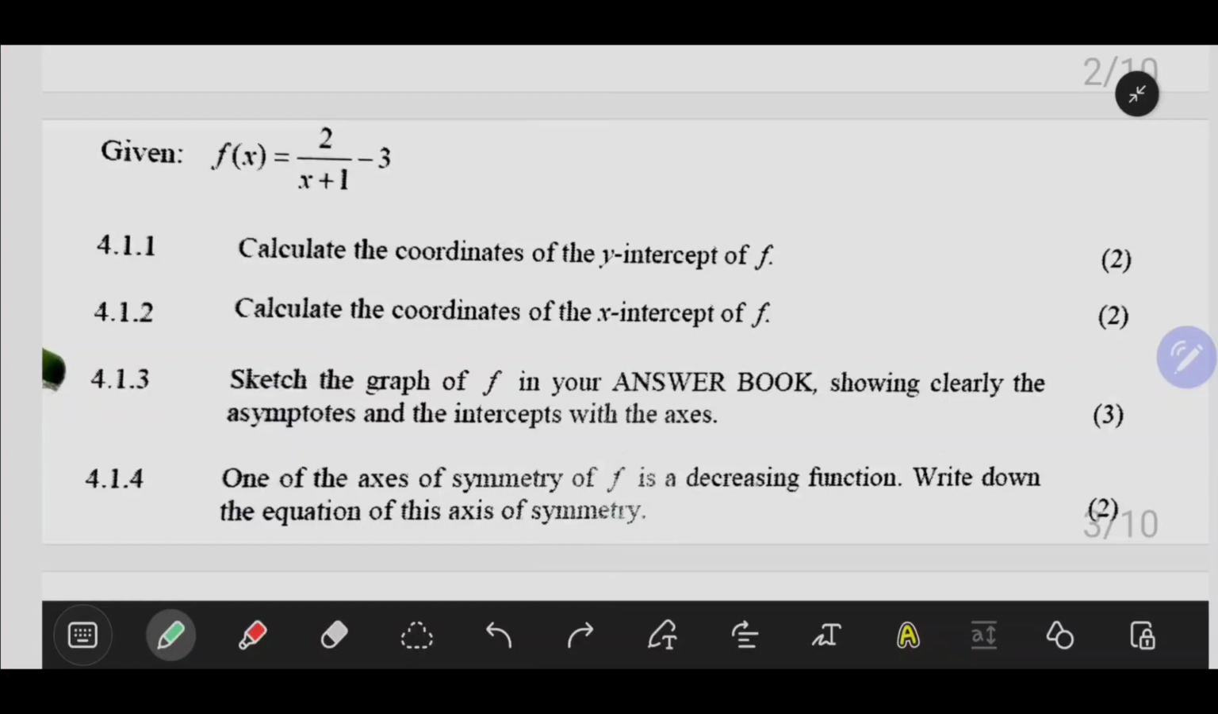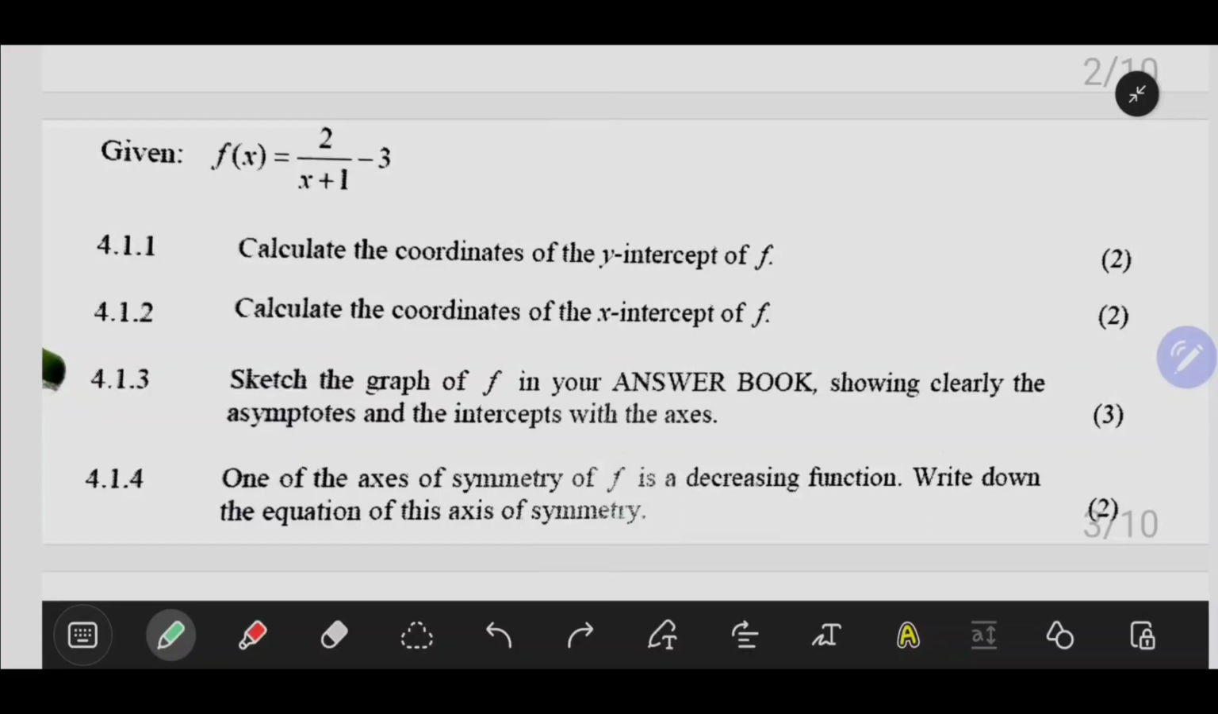So the aim of this question is for us to be able to sketch the graph of f on your answer book by showing the asymptote of the graph and all the intercepts. But before you can sketch, we must find the x-intercept, the y-intercept, and the asymptote of this graph. So the first question says, calculate the coordinates of the y-intercept of this function, then the coordinates of the x-intercept, and then we can sketch the graph.